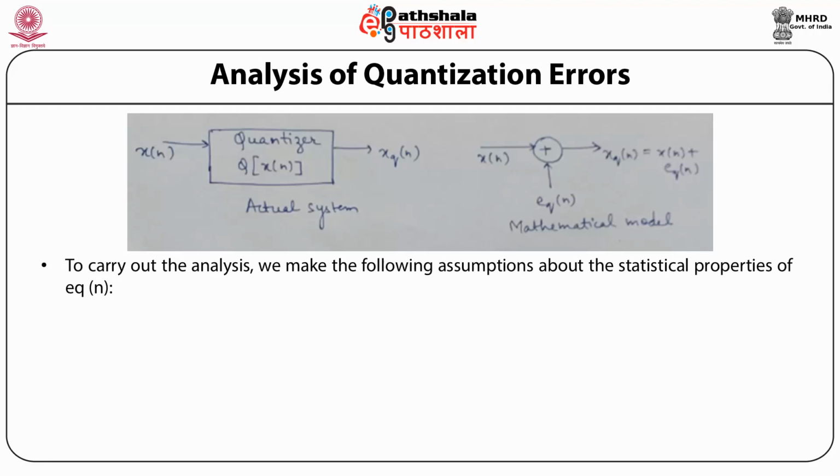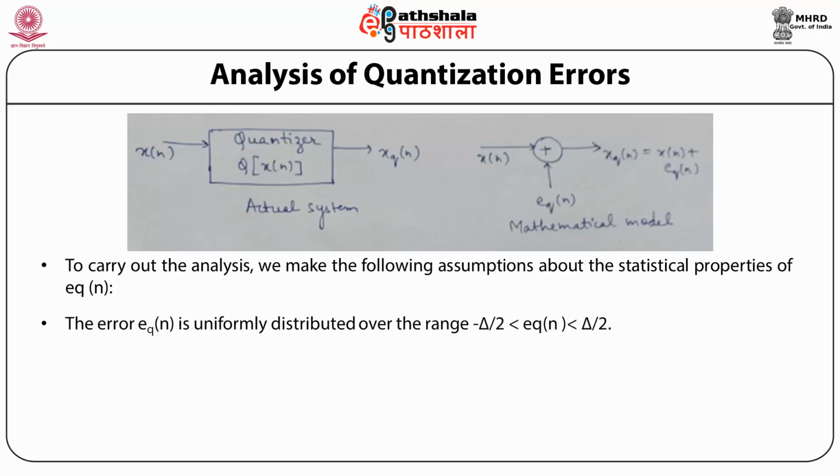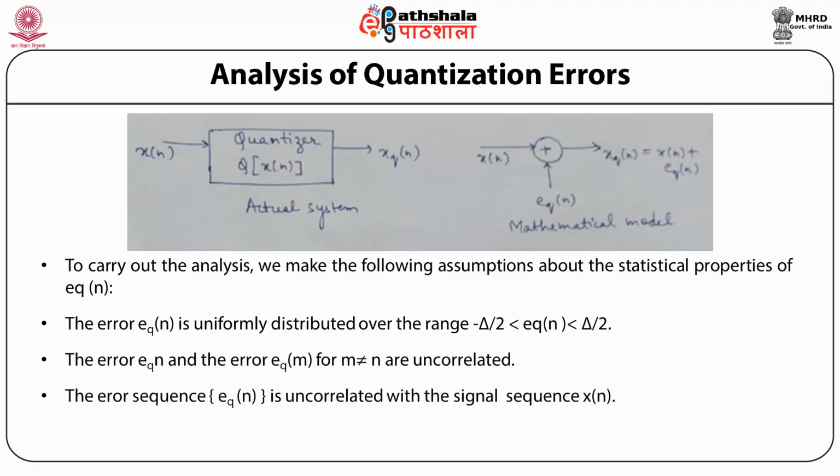So to carry out the analysis, we make the following assumptions about the statistical properties of eq(n). Here the error eq(n) is uniformly distributed over the range minus delta by 2 to plus delta by 2. The error eq(n) and the error eq(m) for m not equal to n are uncorrelated, and the error sequence {eq(n)} is uncorrelated with the signal sequence x(n). The signal sequence x(n) is zero mean and stationary.